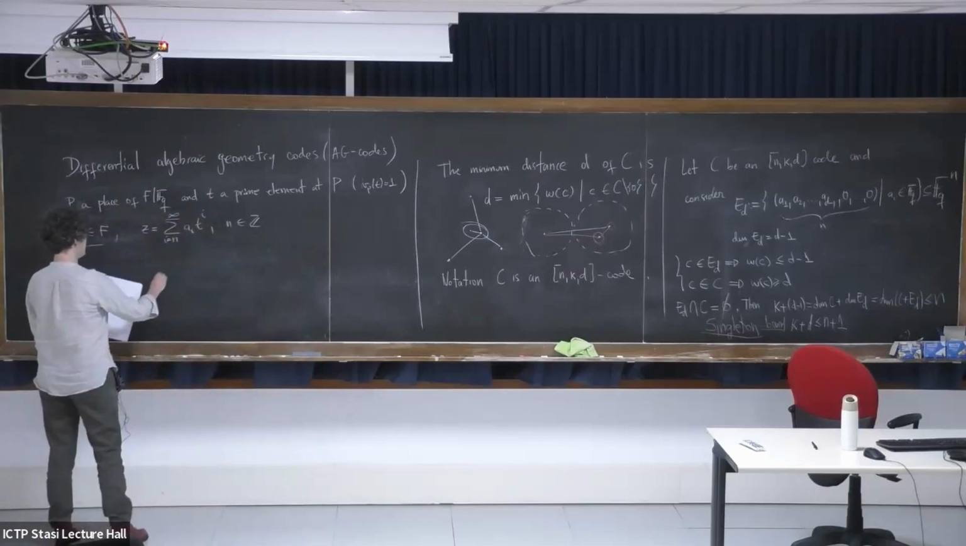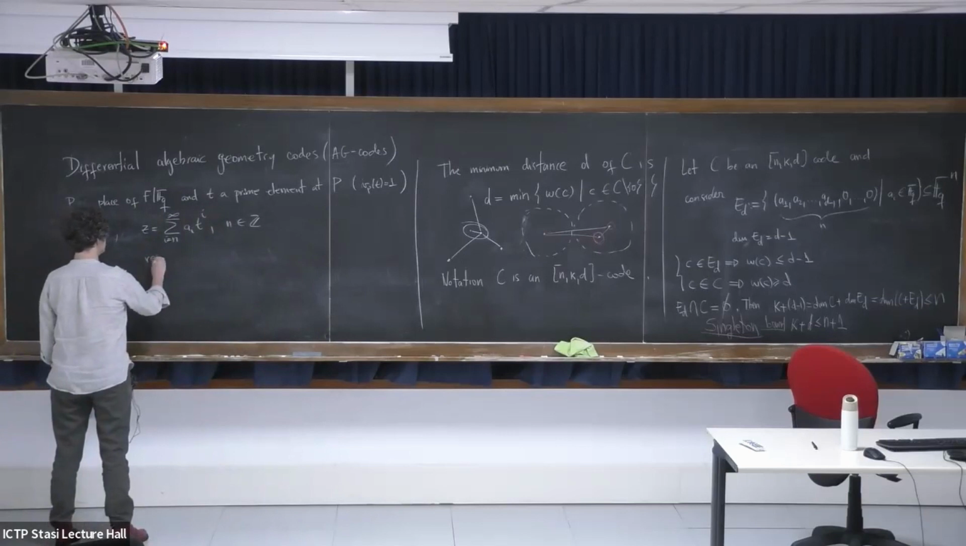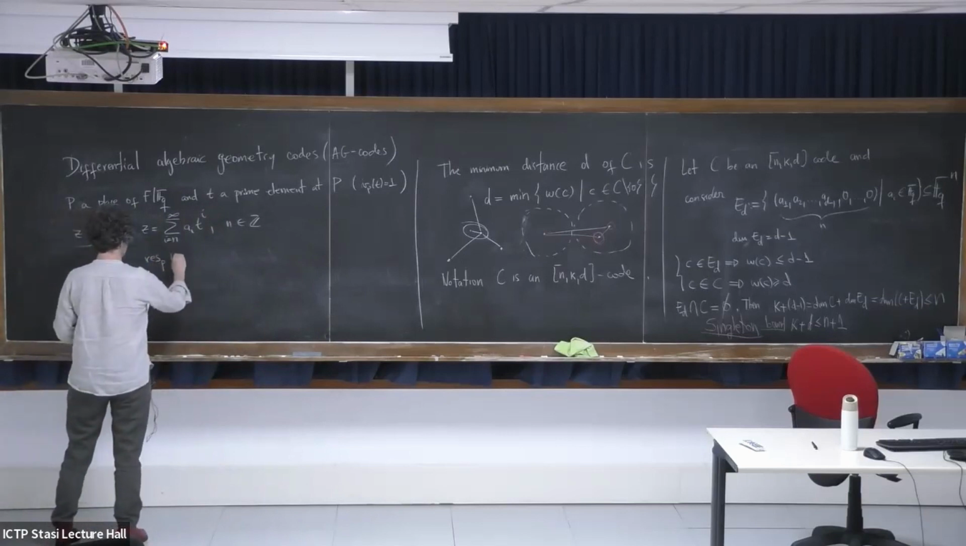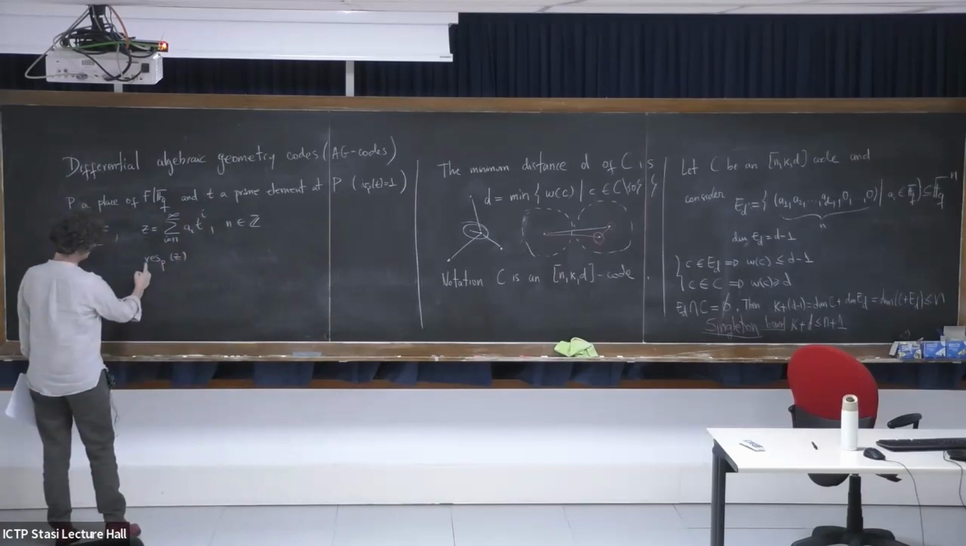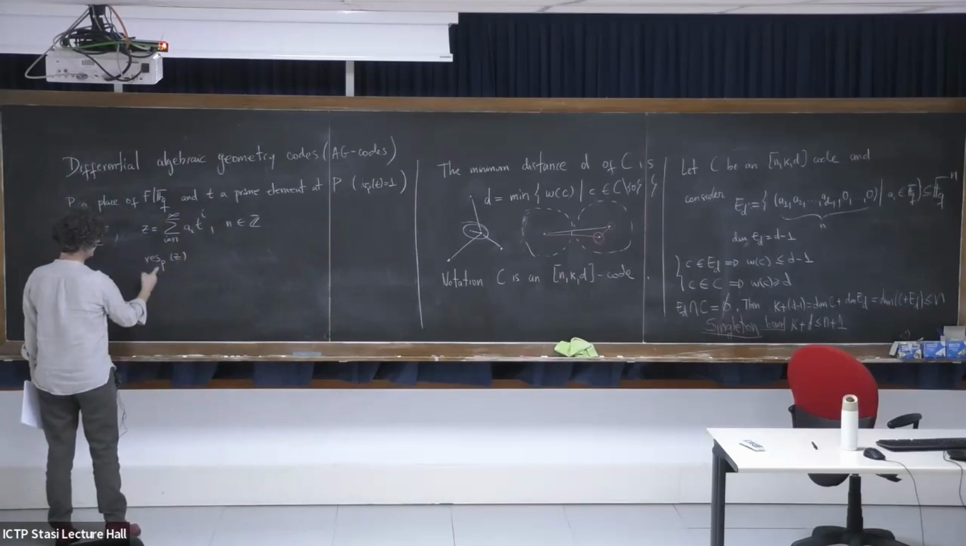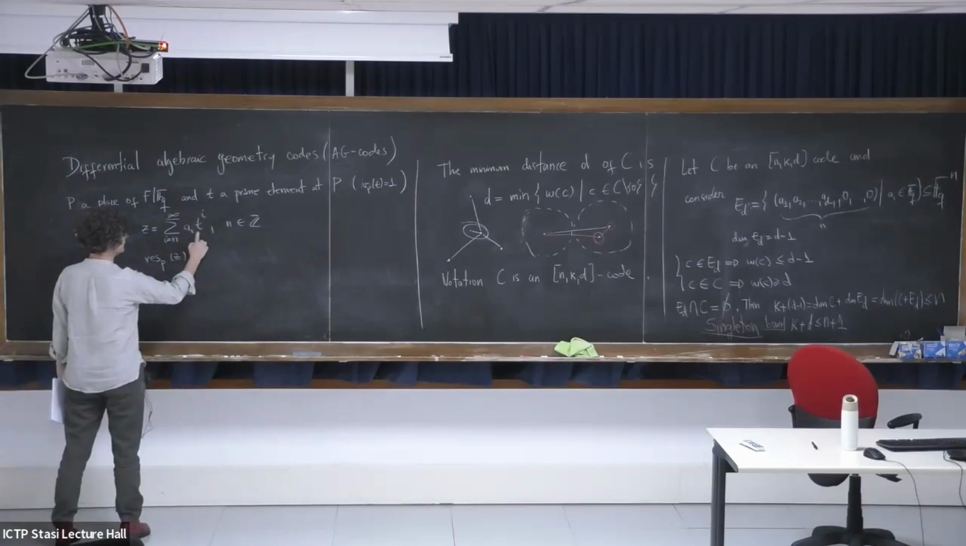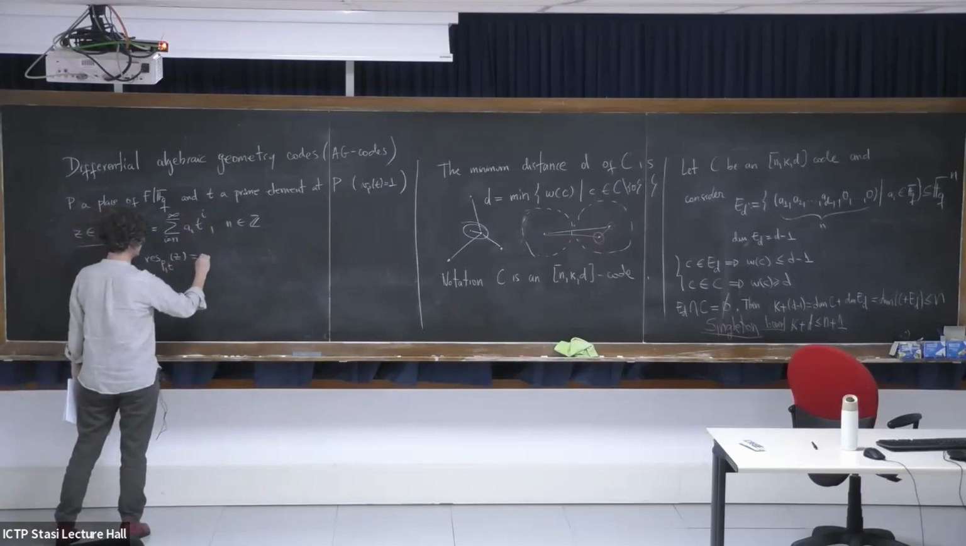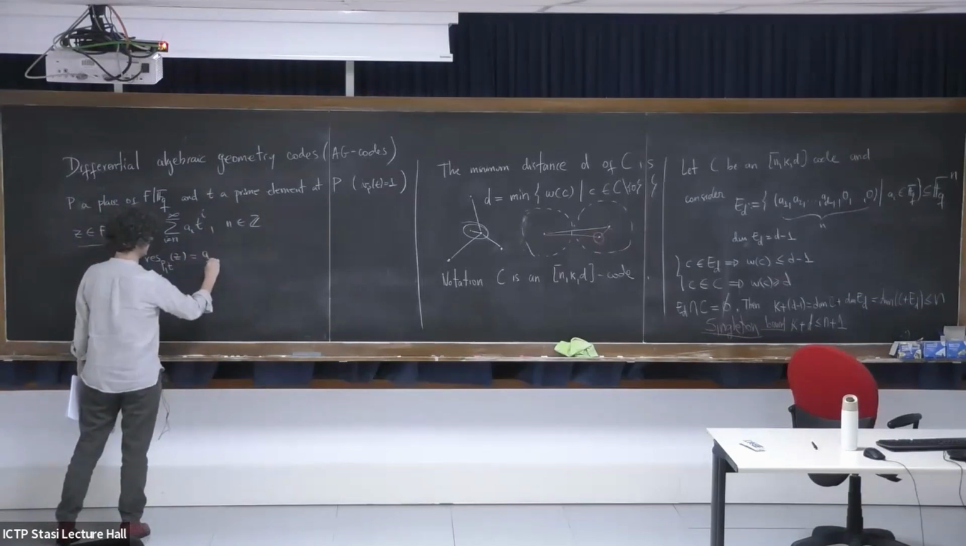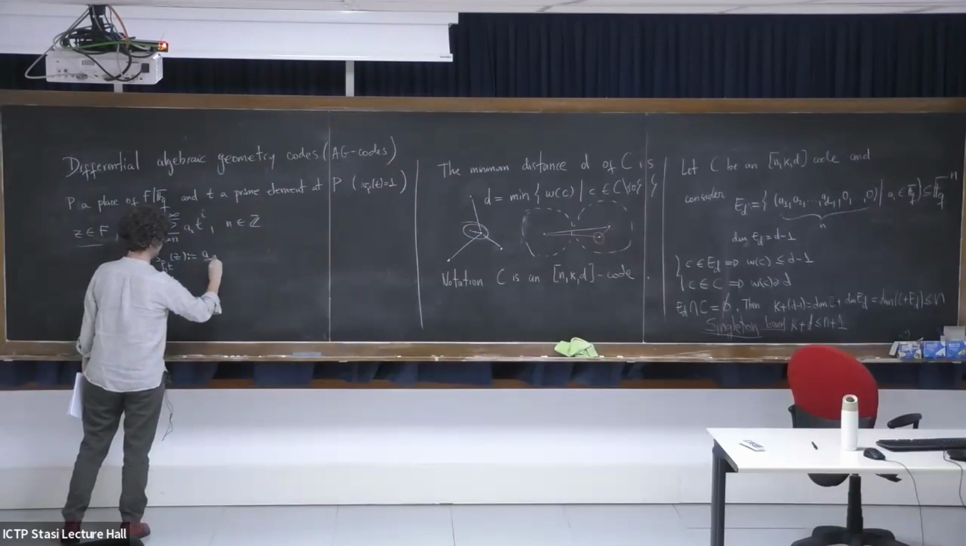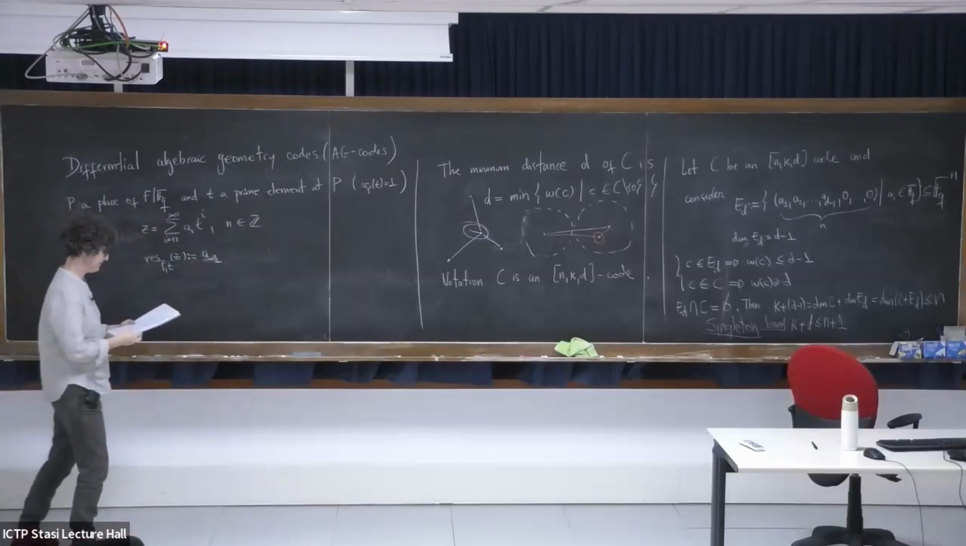And then we have what we call the residue at P of the function z. The residue of the function at P depends on the prime element you have fixed. So this is just going to be a_{-1}. This is by definition.